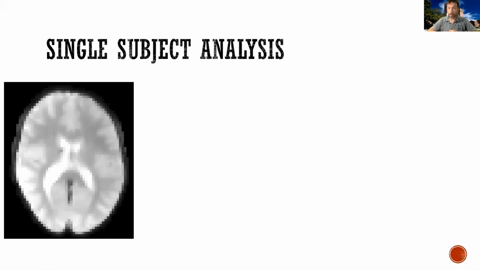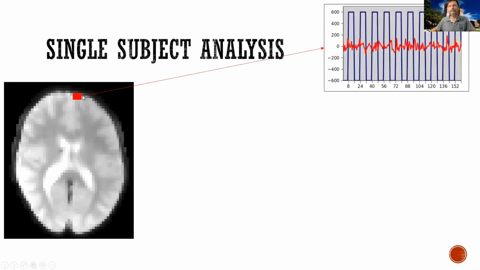So when we're talking about single subject analysis, or really more properly, first level analysis, what we're talking about is taking every single voxel inside the run and looking at its time series. For example, we could take this voxel right here in frontal cortex, looking at the time series and then asking, is the variance in this voxel explained to some extent by the paradigm? In this case, these big blocks.